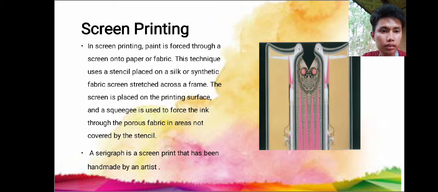The screen is placed on the printing surface and the squeegee is used to force the ink through the porous fabric in areas not covered by the stencil. A serigraph is a screen print that has been handmade by an artist. So you can put silk screen and cut paper, then you will put any kind of ink and press it, so screen printing will be applied.